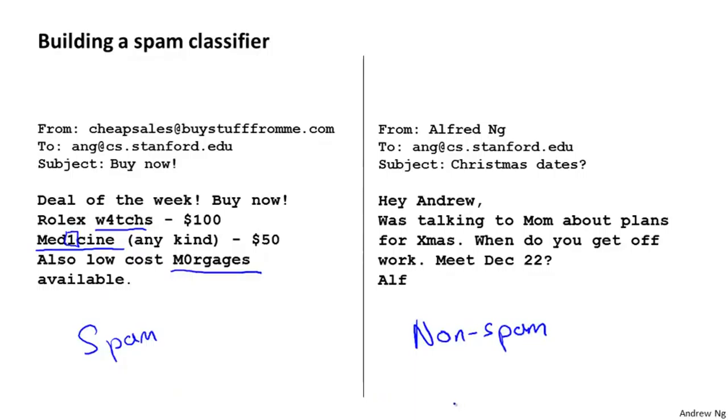And on the right is a maybe obvious example of non-spam email, actually email from my younger brother. Let's say we have a labeled training set of some number of spam emails and some non-spam emails, denoted with labels y equals 1 or 0. How do we build a classifier using supervised learning to distinguish between spam and non-spam?